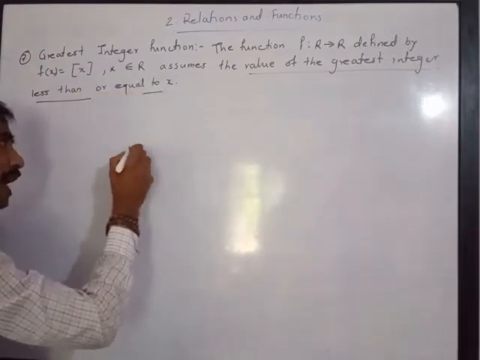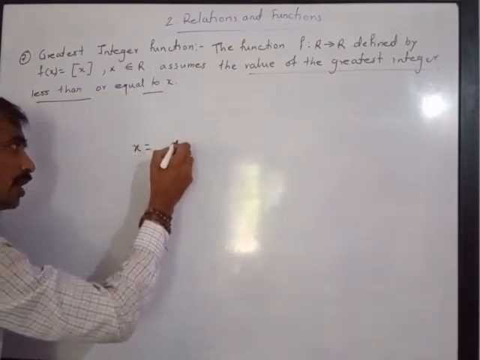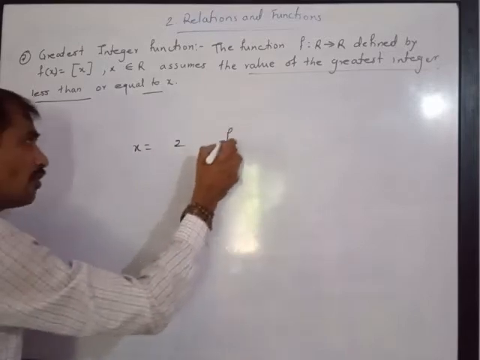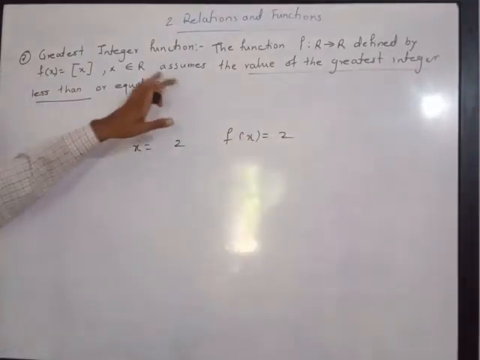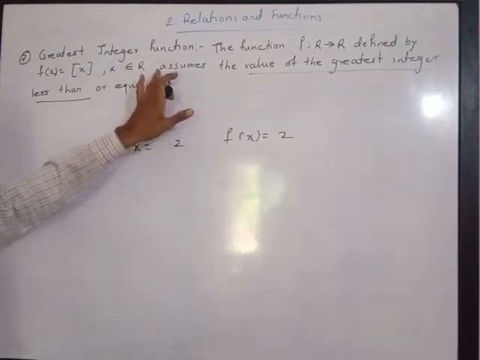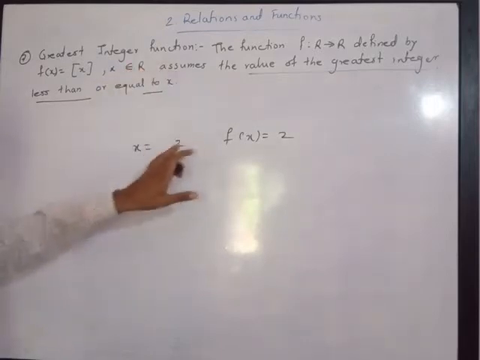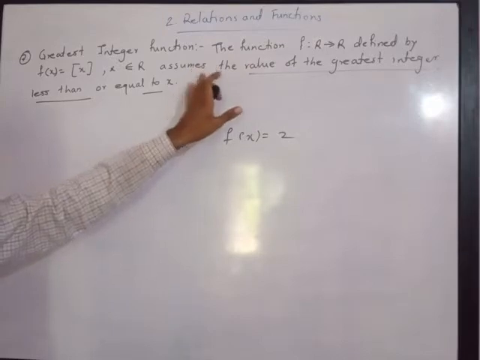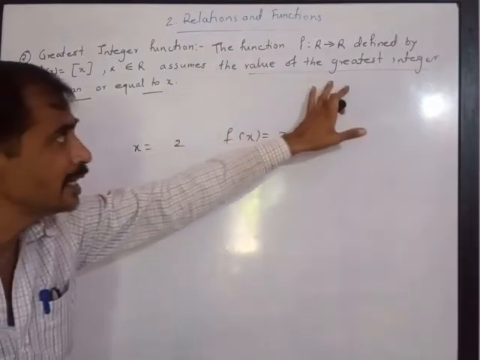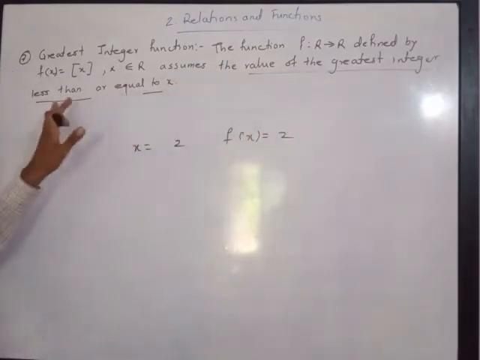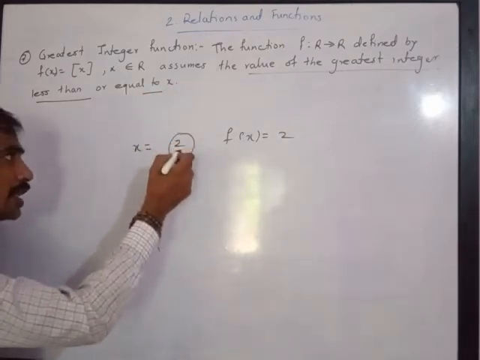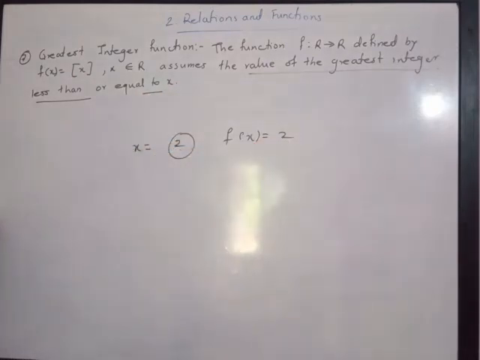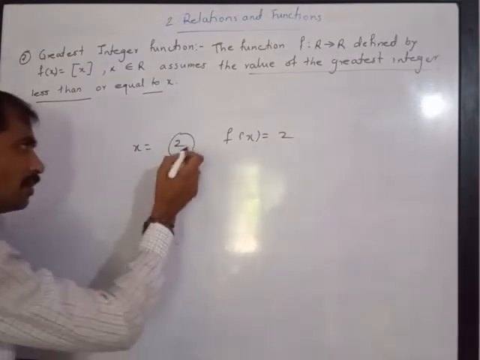Means if x is equal to 2, f of x is equal to 2. See, here x is a real number, then f of x assumes the value of the greatest integer less than or equal to x. So the greatest integer less than or equal to x is 2 only, so f of x will have 2. Now let us take some other number.